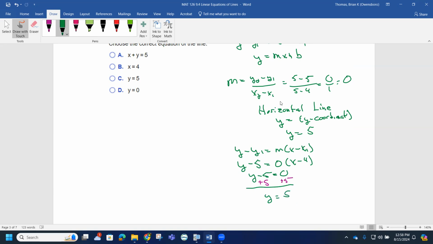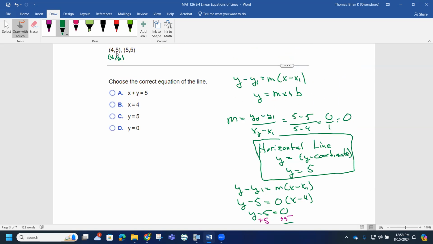Something else you can make a note on is, if the slope is 0, it's a horizontal line. Therefore, the equation of the line is just going to be y equals the y coordinate. Because the y coordinate, notice how it was the same. It's never going to change. So the line is going to be defined by its y value, y equals 5. So that's going to be C as our answer. That'd be our answer to that question.